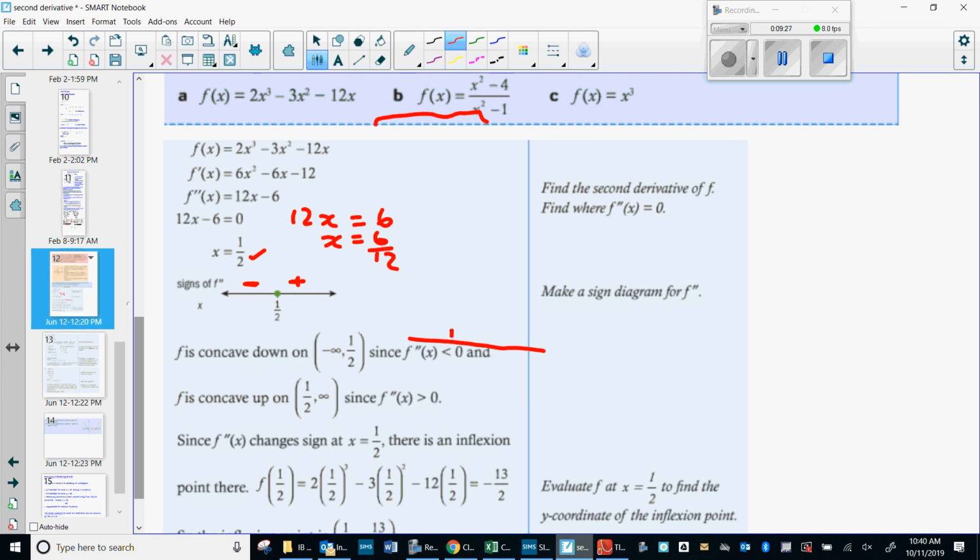So at the point where x is a half, I don't know what this graph looked like, it's a cubic graph, but that doesn't make much difference. It's concave down all this way here, and then concave up from that point.